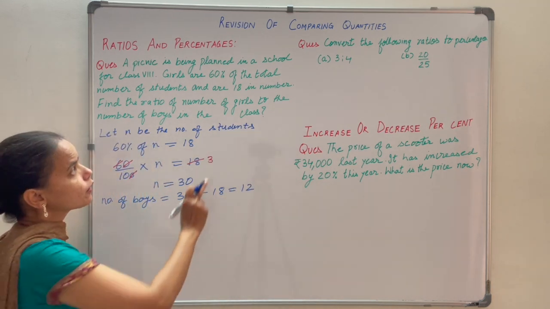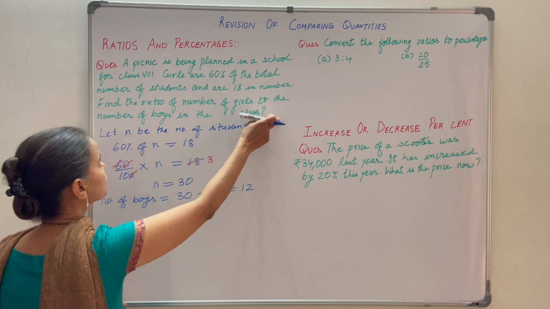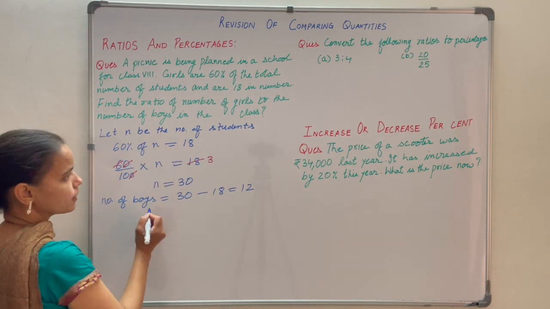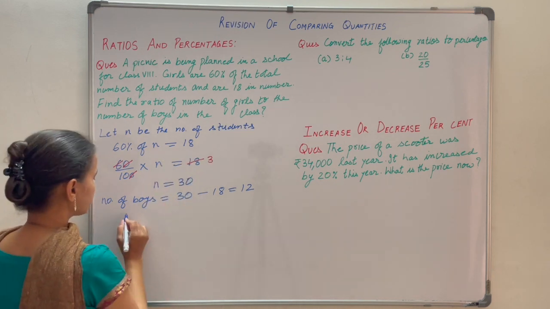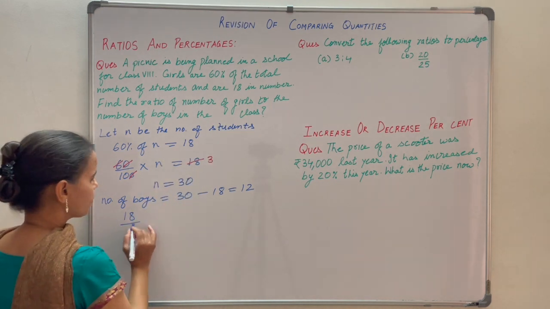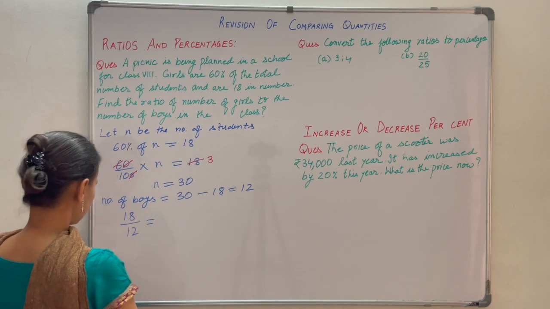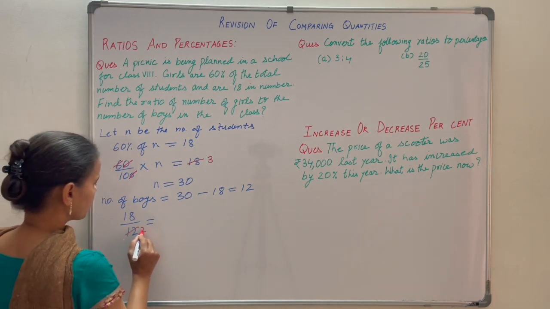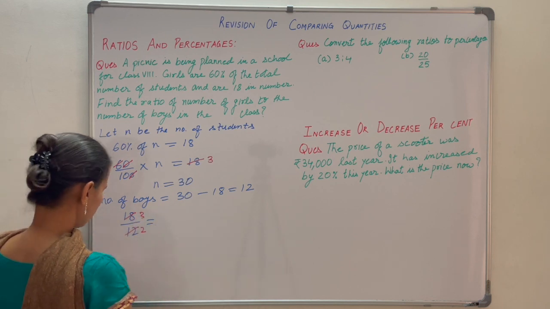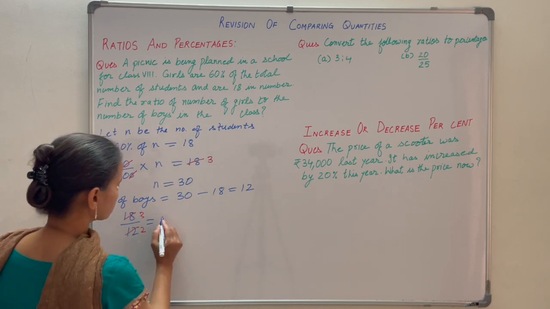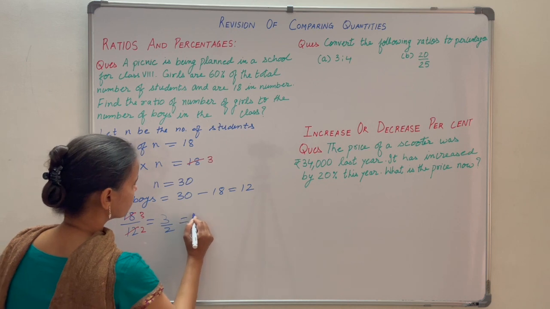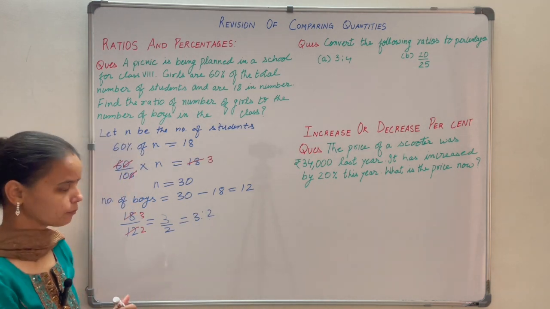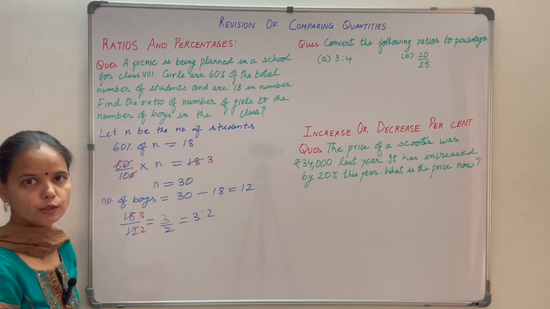Now you need to find out the ratio of number of girls to the number of boys. Means girls will come in numerator and boys will come in the denominator. So number of girls is 18 and number of boys is 12. So you can cancel both numerator and denominator by 6. So you get here 3 by 2. So the ratio is 3 is to 2. This is one method.